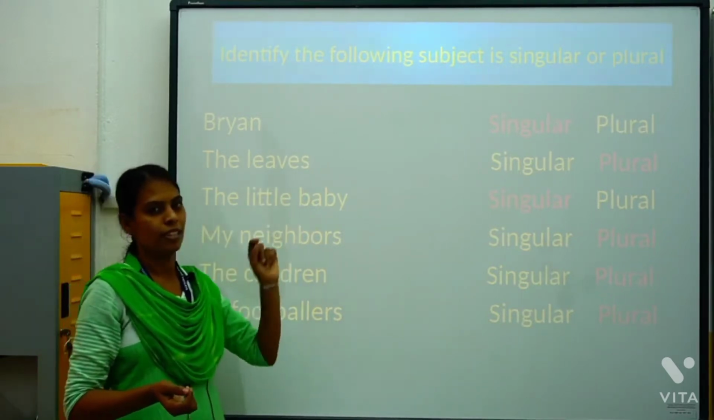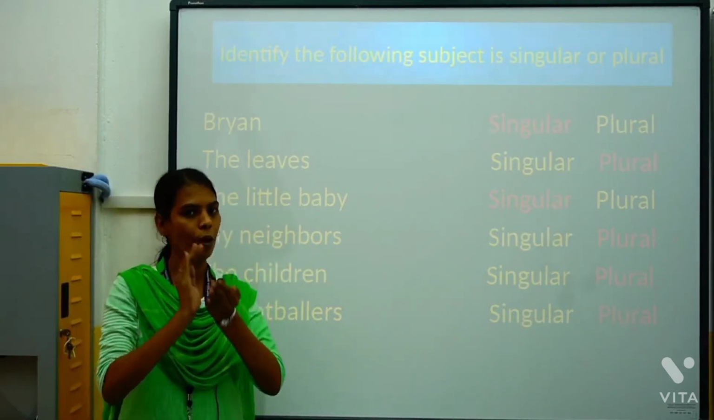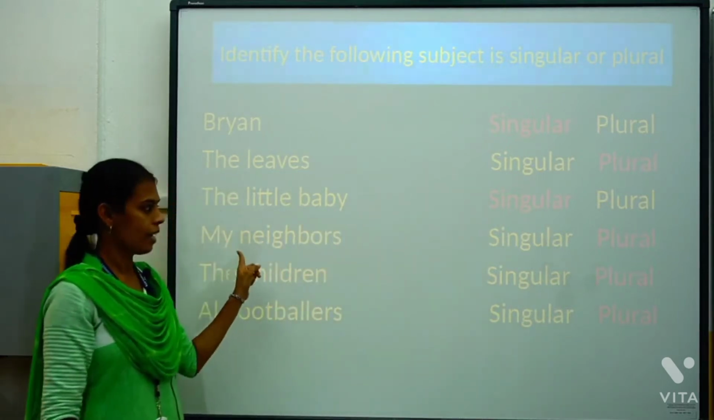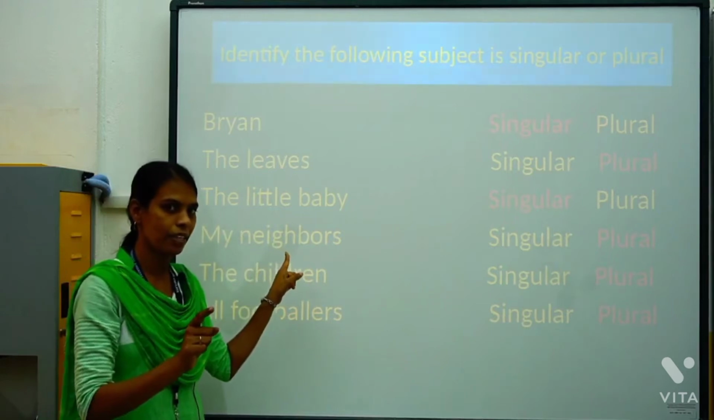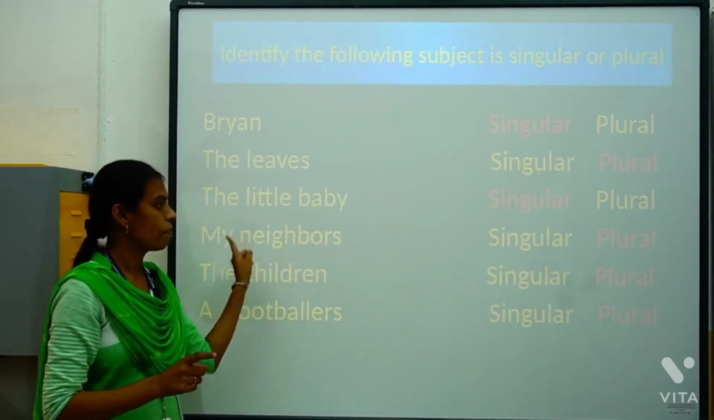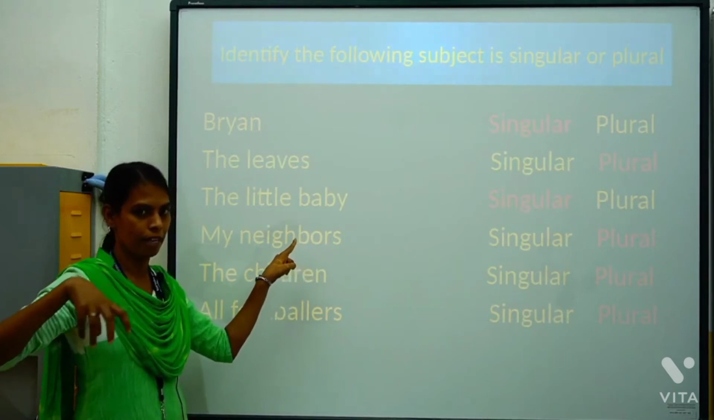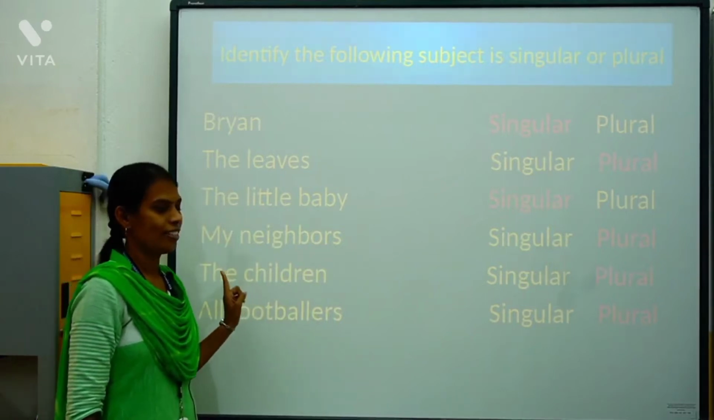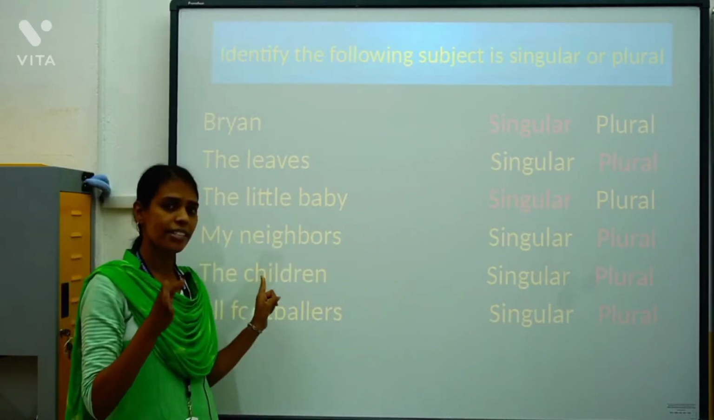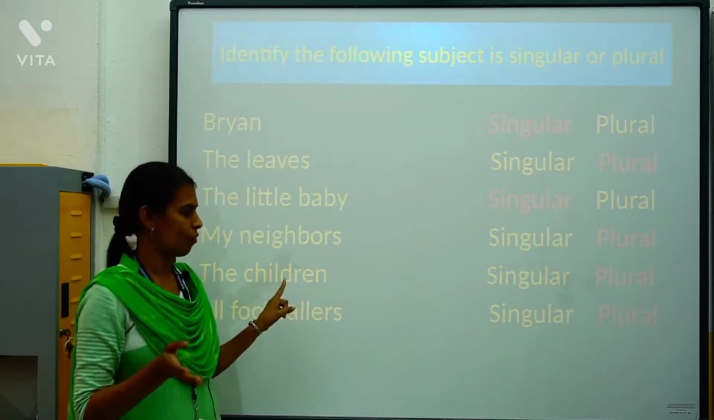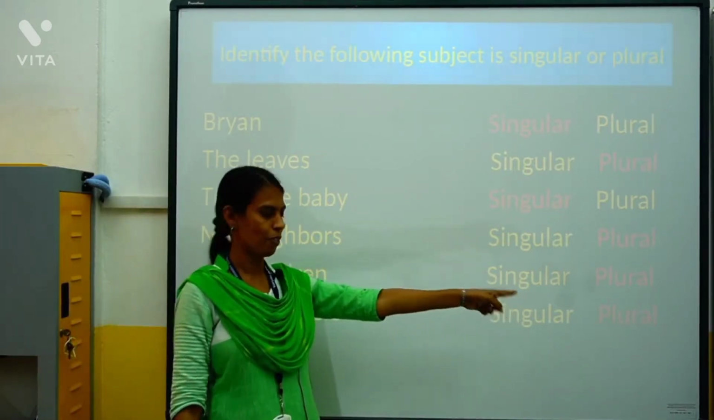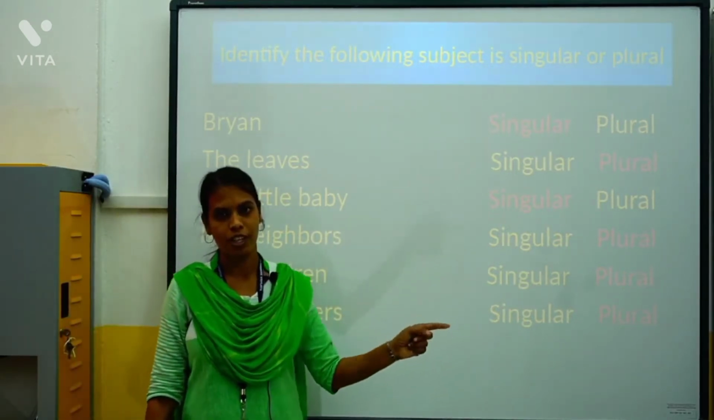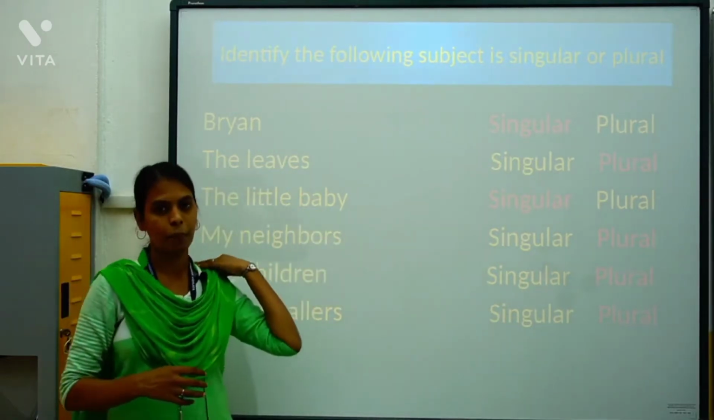The little baby. We are talking about a little baby, a particular baby, one baby, okay? So is it singular or plural? It's singular, right? Then my neighbor is singular. Now I have given my neighbors, so there are many people, therefore it is a plural subject. Here the children: child is the singular form, children is the plural form, right? So the children is a plural subject. Then all footballers is a plural subject. Do you all understand, children, what is a singular subject and a plural subject?